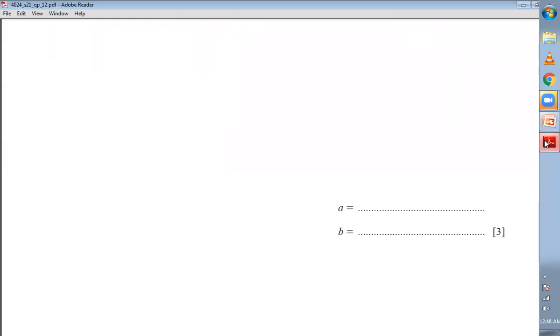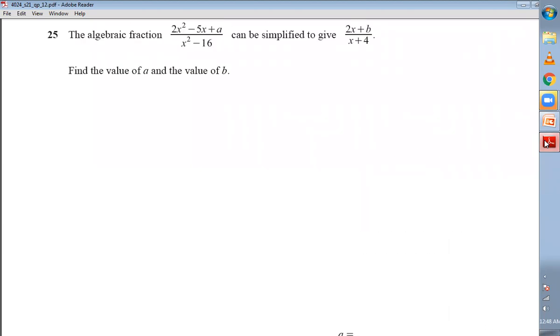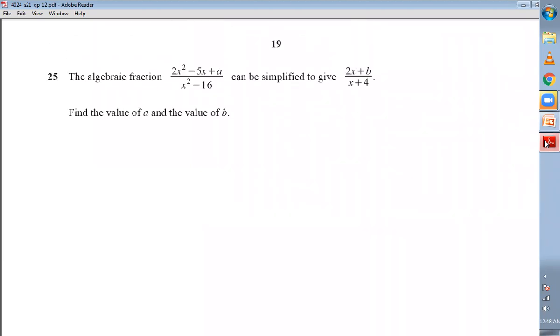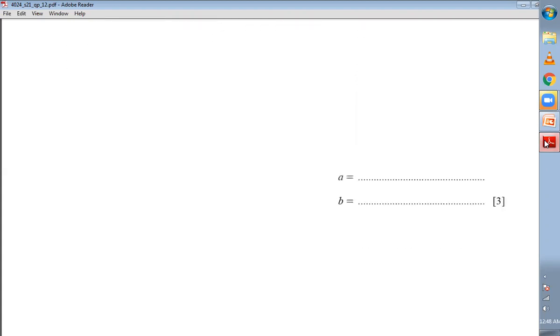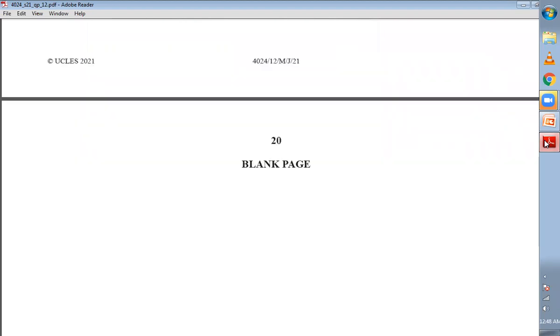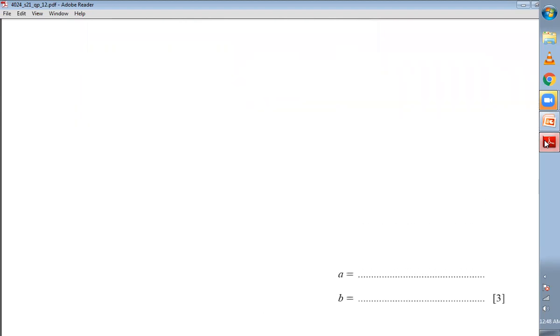Okay, so it's a 3-mark question. It's the last question of this paper. It says that the algebraic fraction (2x squared minus 5x plus a) divided by (x squared minus 16) can be simplified to give (2x plus b) divided by (x plus 4). Find the value of a and the value of b. It's a 3-mark question, and the paper will end.